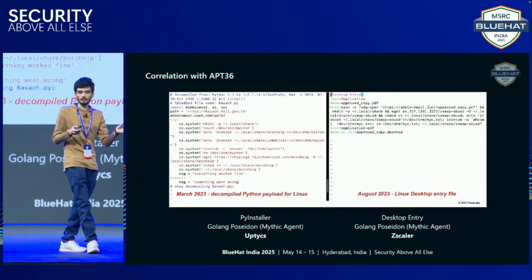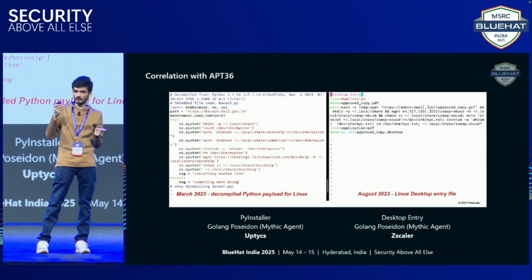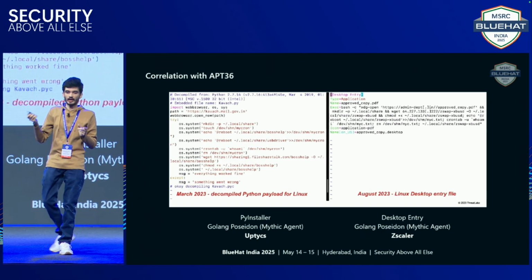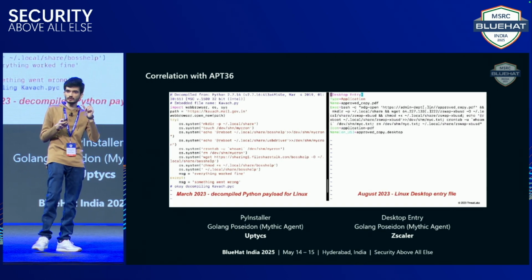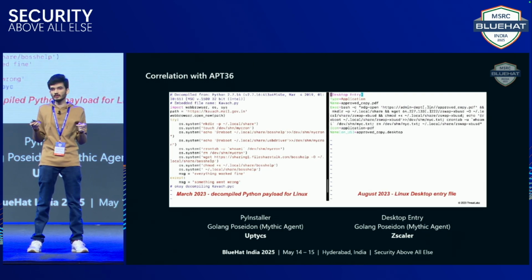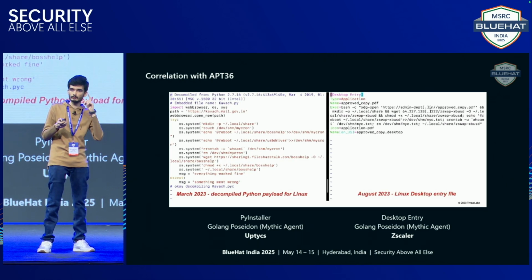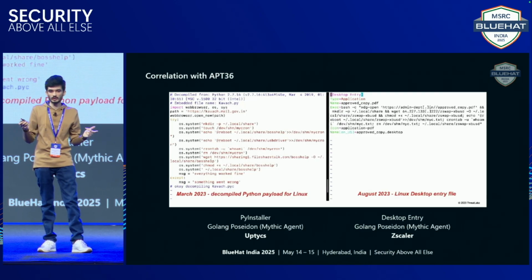So on the left hand side you can see it was used to drop Pinestore based payloads as a stager, which finally drops a Golang based Poseidon agent. And in the same year, 2023, we have observed the same set of sequences in a desktop entry file targeting Linux-based systems. So here we found the first correlation, that the same stages were being used by both SideCopy APT and APT36, reconfirming that they are related.